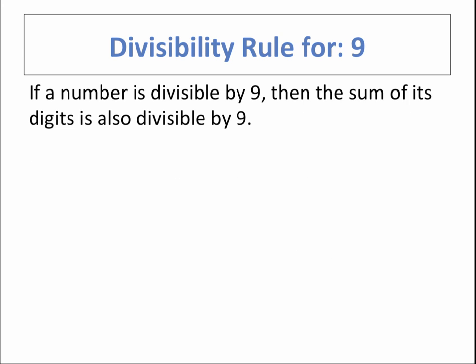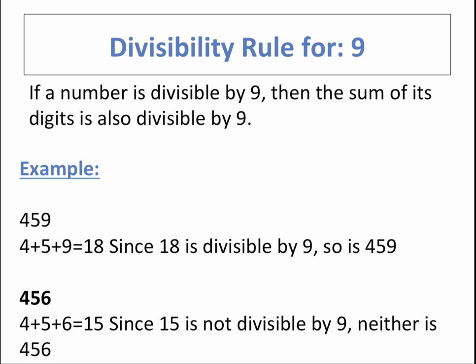The divisibility rule for 9 is very easy to remember because it's the exact same process as the divisibility rule for 3. So for example, if I add the digits of 459, I get 18. 4 plus 5 plus 9 is 18. And that is divisible by 9, so is 459.